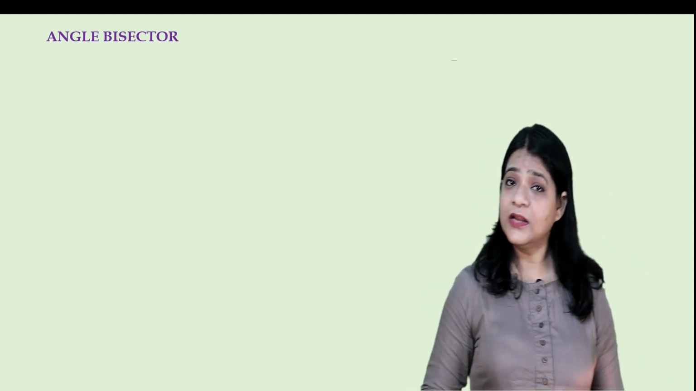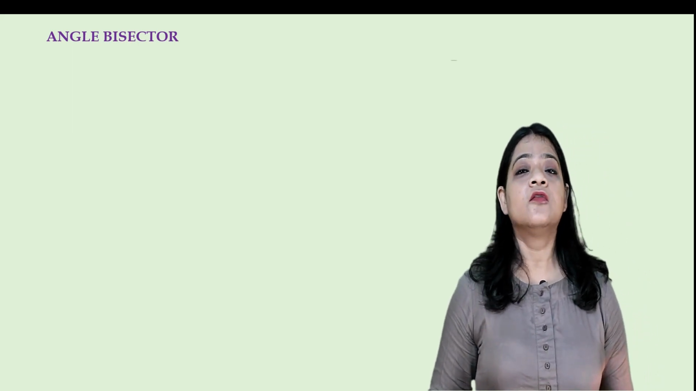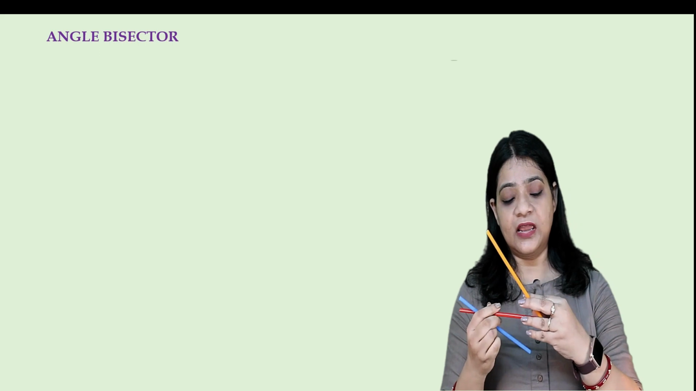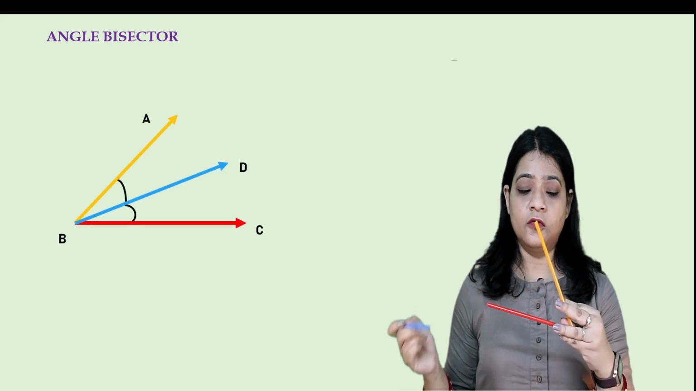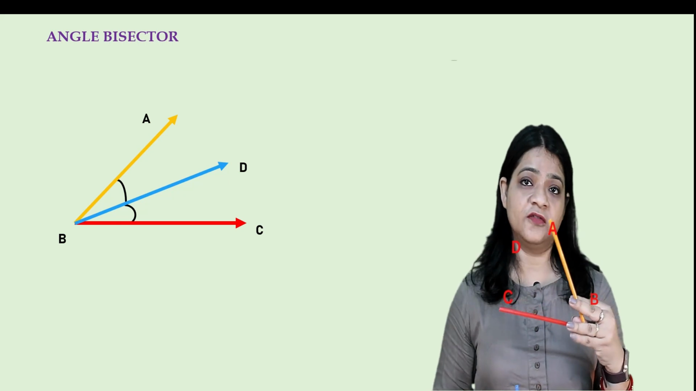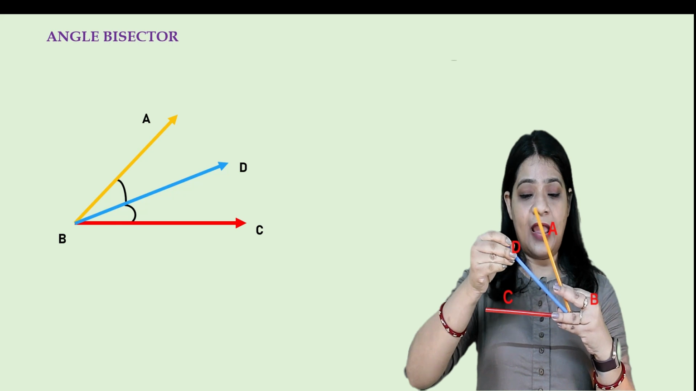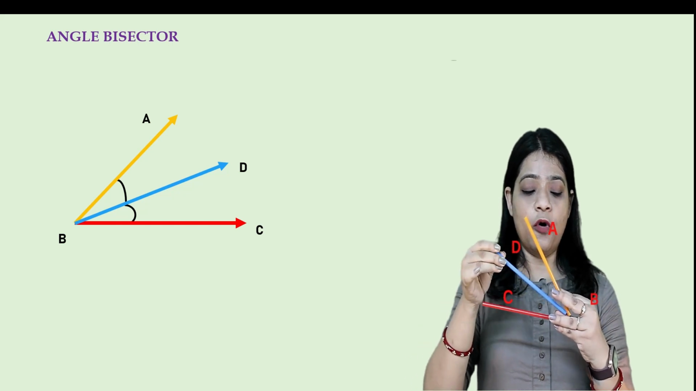The next very important concept is the concept of angle bisector. For this, we take an angle. This is the common vertex, or the point of origin, of these two rays. Now we are adding another line to this point of origin.